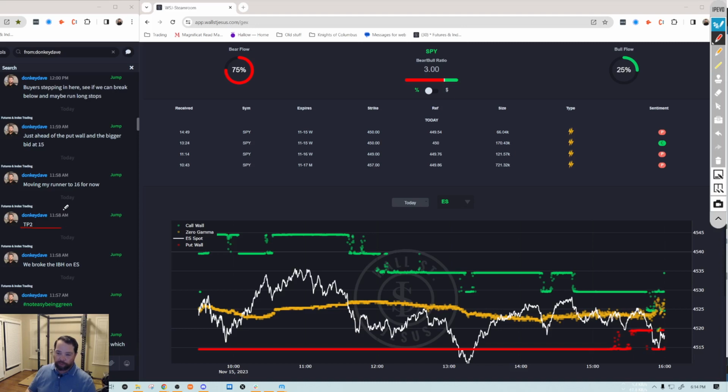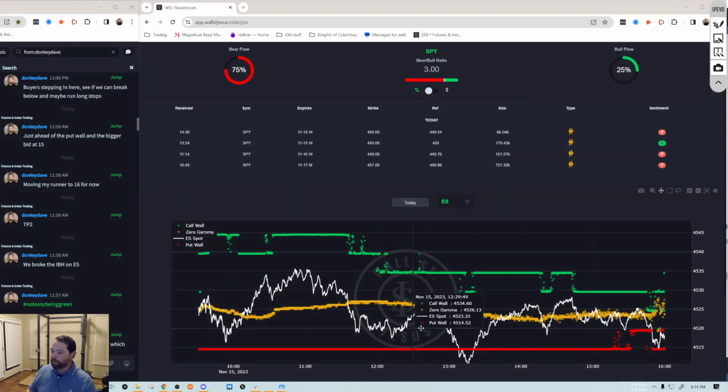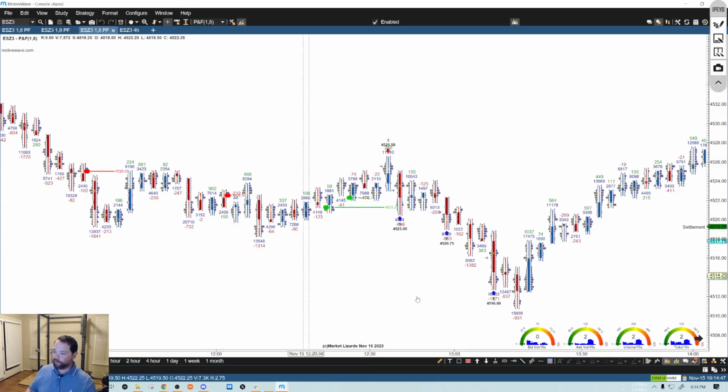TP2, so 11:58, that's 18 minutes later, I believe. I got my second take profit. So let's see, 1158, that would be 1258 on that chart. So right here, I waited for it to get through. And it finally got my take profit.